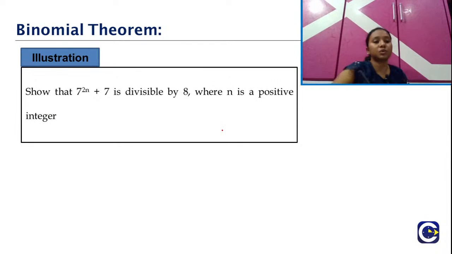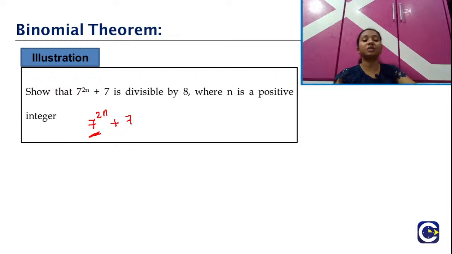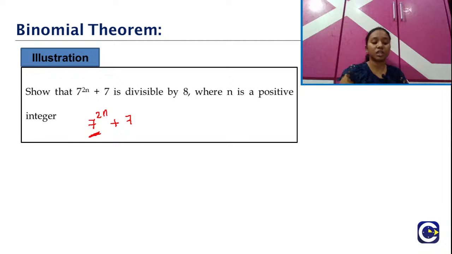Here comes the first one: show that 7^(2n) + 7 is divisible by 8. Here n is any positive integer, and the expression given is 7^(2n) + 7. This has an exponent, which means it can be rewritten according to our binomial terms, and then we can expand it in order to prove that it is divisible by the number 8. Can you split this and see how we are going to write it in terms of our binomial identity by looking at the question? Can you let me know if you have any idea?